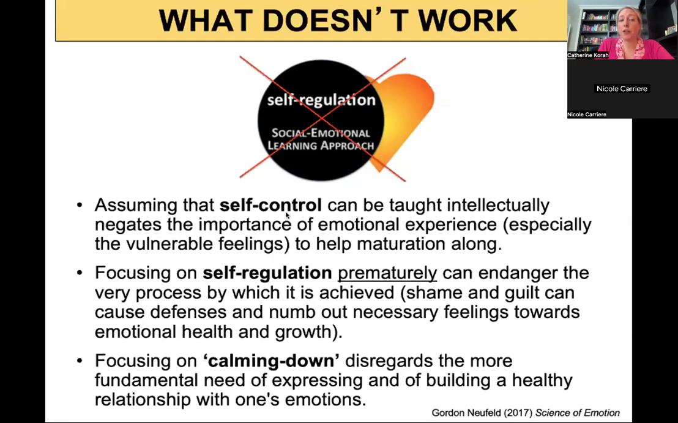And so assuming that self-control can be taught intellectually negates the importance of emotional experience, especially those vulnerable feelings, to help maturation along. Focusing on self-regulation prematurely can endanger the very process by which it is achieved, because if the student feels ashamed or feels guilty, then those defenses will numb out the vulnerable emotions needed for that emotional health and growth. And if we focus on calming down prematurely, again, it disregards the more fundamental need of expressing and building a healthy relationship with one's emotions.